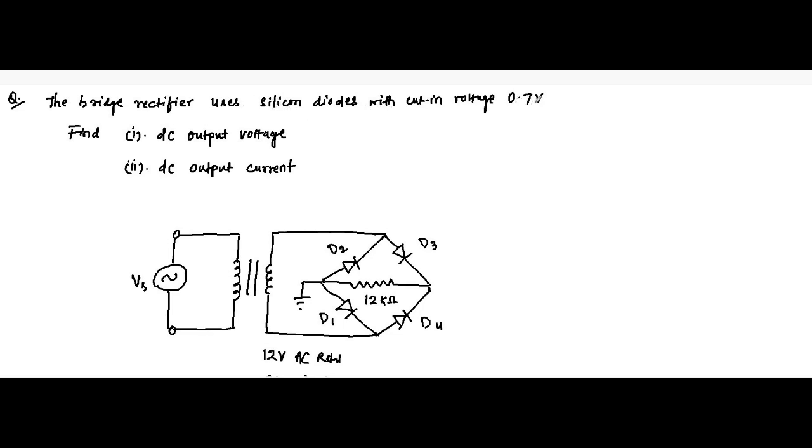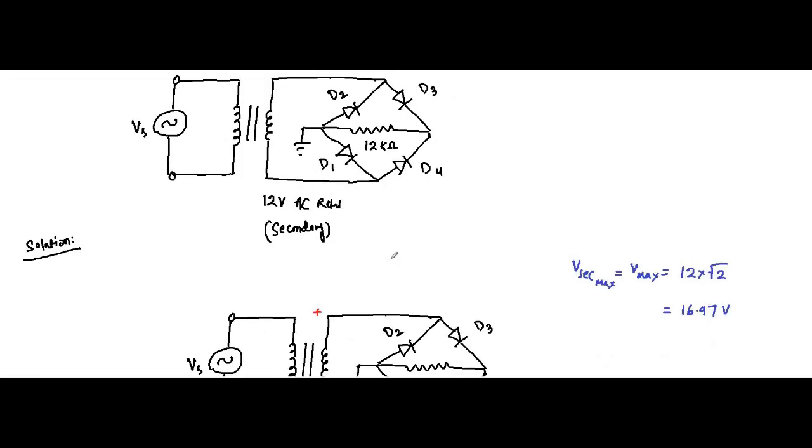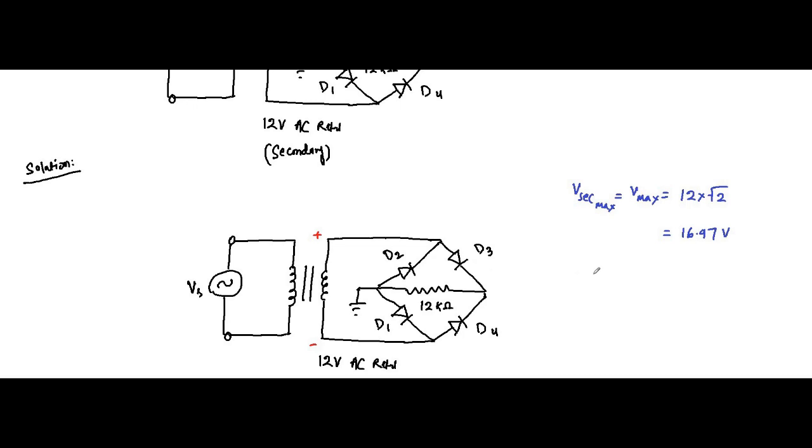Another interesting thing in this question, it has been mentioned specifically that it is silicon diodes with cut-in voltage 0.7 volt. No information has been given about the forward resistance, so we'll assume it to be 0. So we'll assume that it has a built-in cut-in voltage value equal to 0.7 volt, and the forward resistance is 0. So when a diode is conducting, we will replace it like this: the cut-in voltage 0.7 volt and no forward resistance.